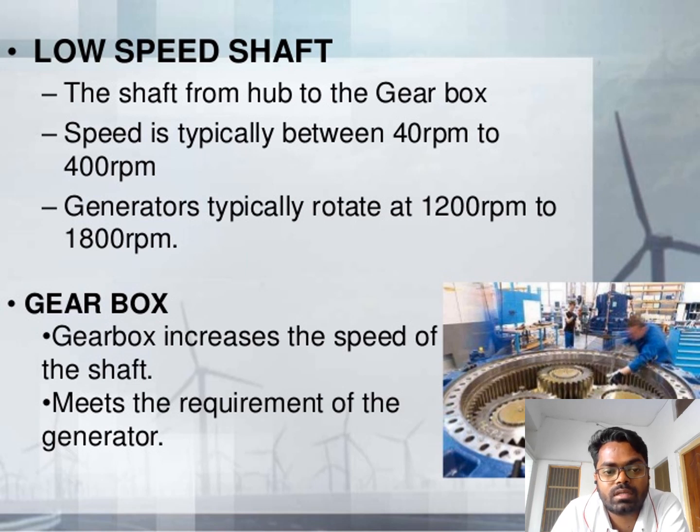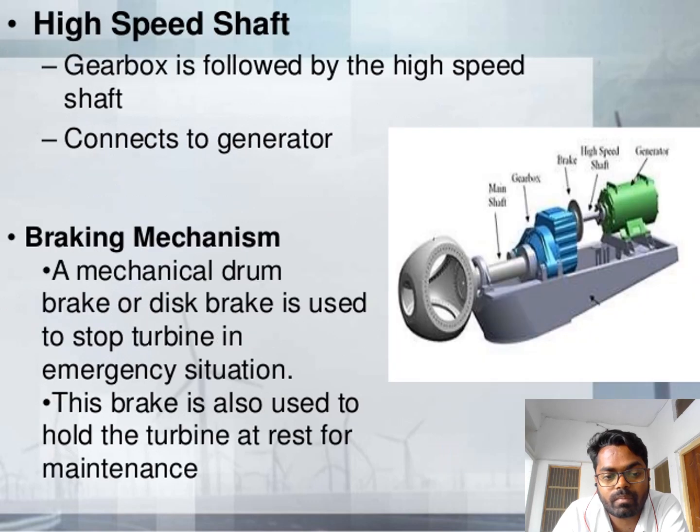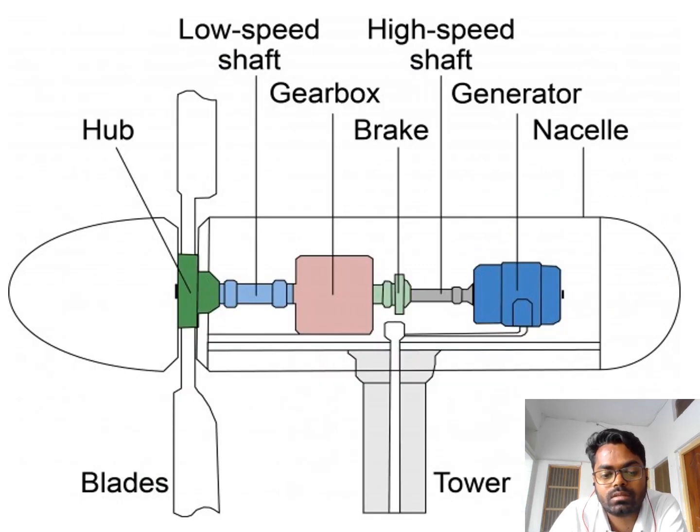Low speed shaft. The speed of the shaft is 40 to 400 RPM, which is not useful for electricity generation. That's why we use a gearbox in the windmill to increase the speed from 40 to 800 RPM. Braking mechanism. The braking mechanism is also used to protect any component of the windmill if wind speed is more than the designed speed. You can clearly see from this diagram where the components are installed in the windmill.